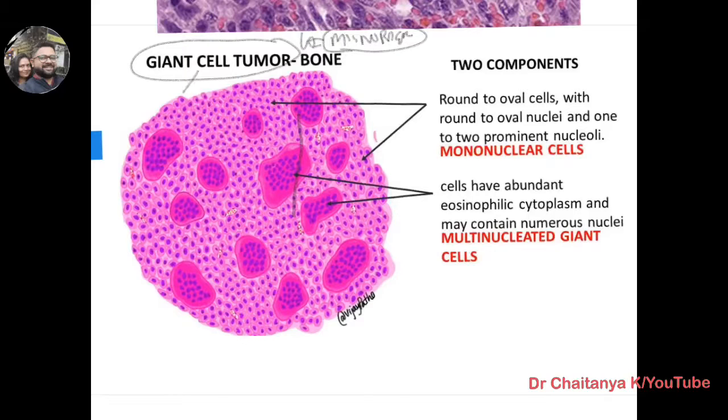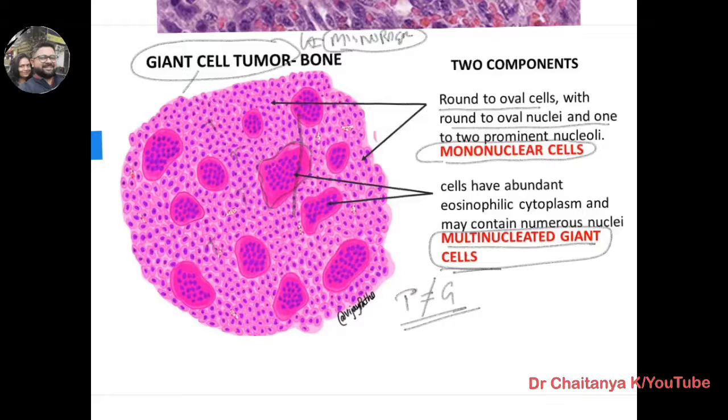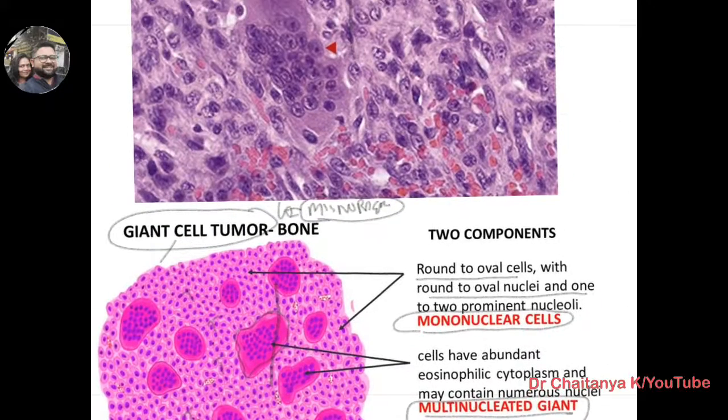For example, in case of the giant cell tumor, the tumor cells are not the giant cells. Please remember here, the tumor cells are quite less in number, and these are round to oval cells called mononuclear cells, having round to oval nuclei and 1 to 2 prominent nucleoli. These are basically the tumor cells, and the giant cells are many in this tumor. They are called multinucleated giant cells. So it is a giant cell tumor, but please remember the tumor cells are not the giant cells.